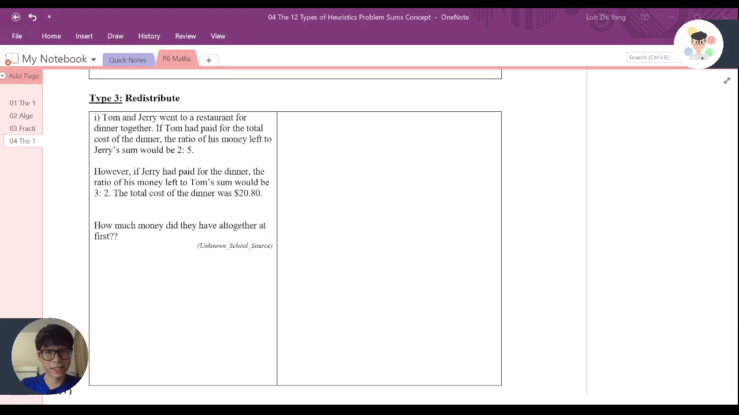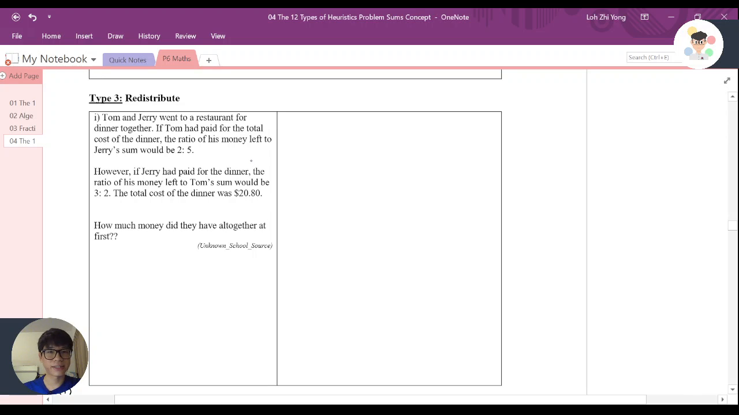Welcome back to Digital Class, and this is a discussion for Booklet 4, the 12 types of heuristic problem sum concept. And now we are discussing type 3, redistribution. Now why did I name it redistribution? Because it's just a slightly different concept, but it's actually referring to the same thing, which is unchanged total. Now, let's try to solve this question.